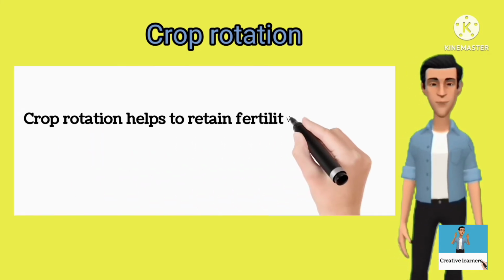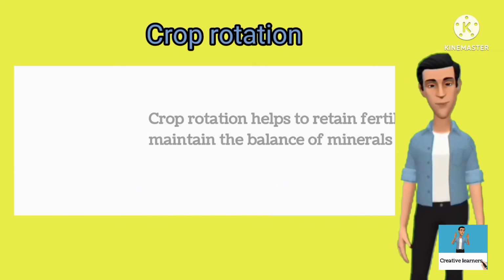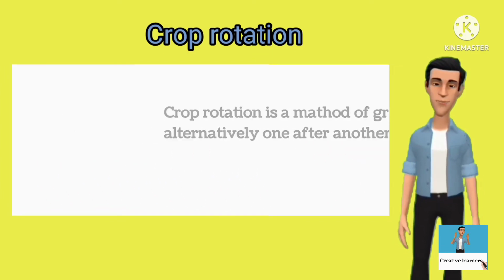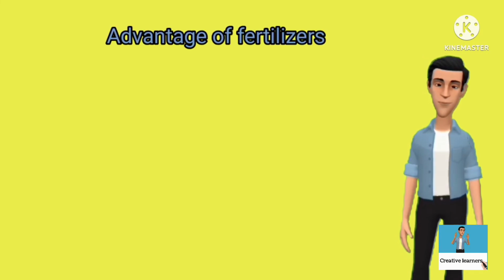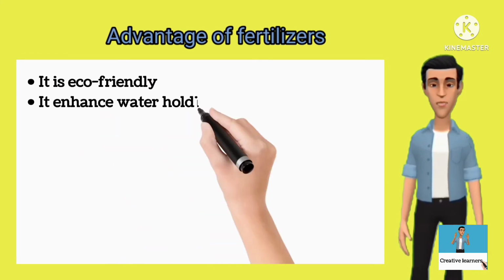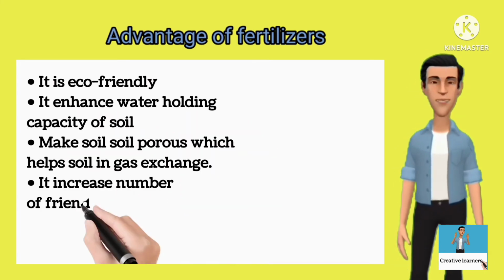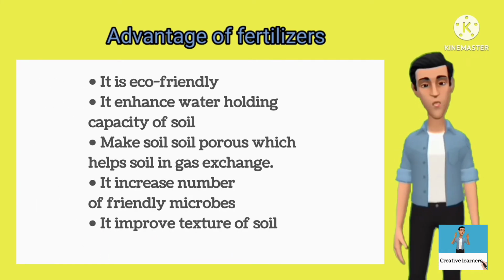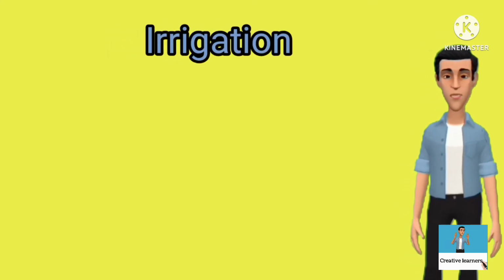It retains the fertility and maintains the balance of minerals for the next crop. This is a method of growing crops alternately, one after another. Let's see why everyone is more conscious about using manure beyond fertilizers. Because it is eco-friendly, enhances water holding capacity, makes soil porous, increases the number of friendly microbes, and helps in improving soil texture.